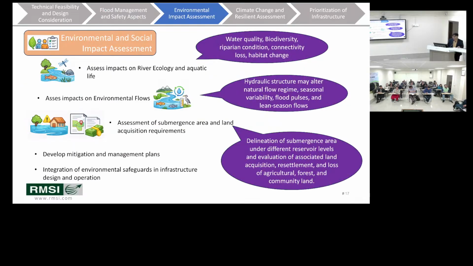Then environmental and social assessment. This is an important activity while designing or setting up a new project in your basin. Assess the impact on river ecology, aquatic life, biodiversity, aquaculture, flora, fauna. You should consider all the aspects, okay? Because northeast states are rich in biodiversity, you should maintain all that richness, whatever the biodiversity status is.